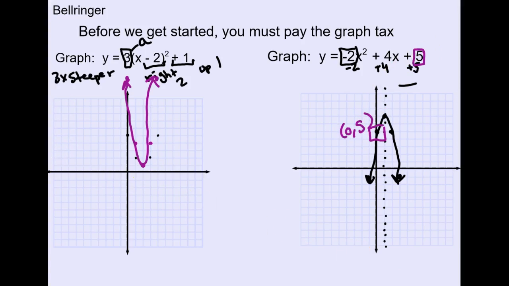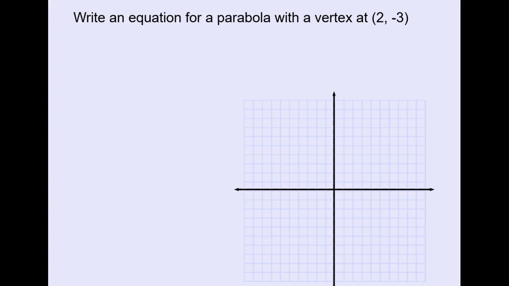All right, let's move on. We're going to get away from graphing for a little bit, and we're just going to be writing equations. So it says, write an equation for a parabola with a vertex at 2, -3. Well, 2, -3 is right here.